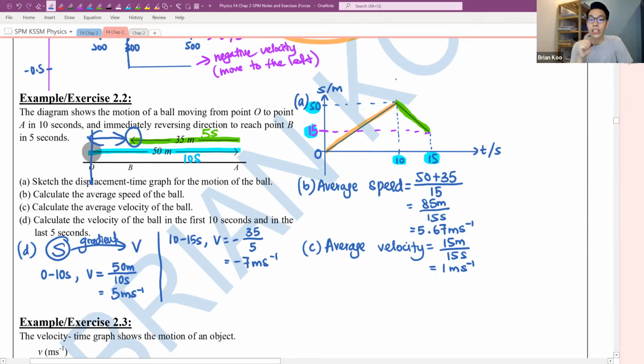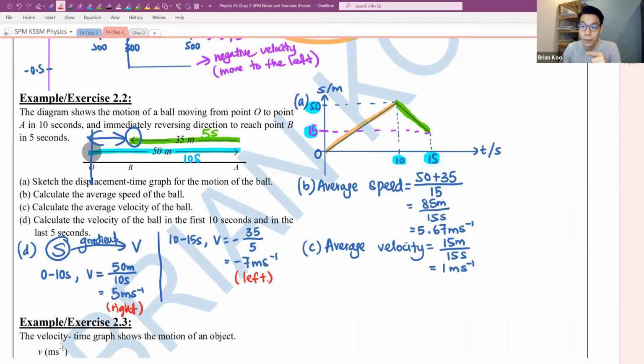Just because it is a negative value does not mean it is traveling slower. In fact, the ball is actually faster when it comes back. 7 meters per second actually is faster. It just means that this one is going to the right, and this one is coming back to the left. Change direction. So velocity, positive or negative value in this topic tells you about the direction.